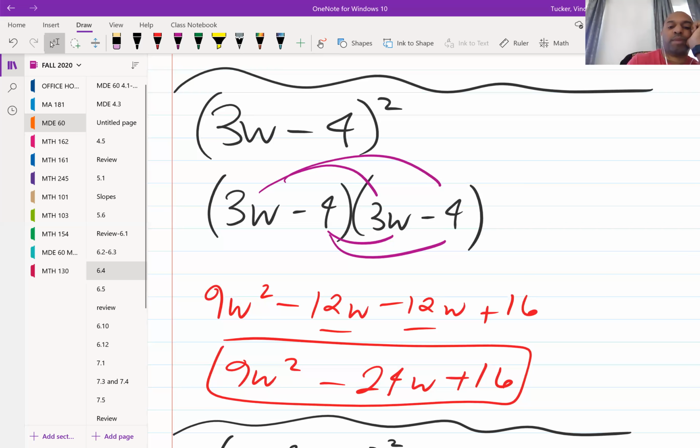Then from there, combine your like terms. In the middle, we have a negative 12w and a negative 12w, which is a negative 24w. We add them together. And that'll be your answer.